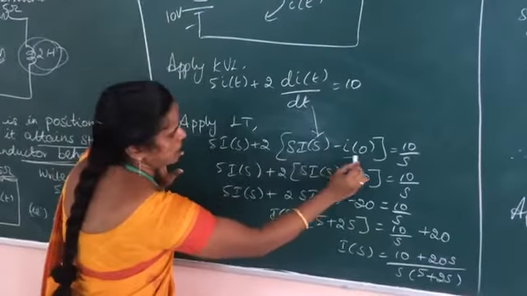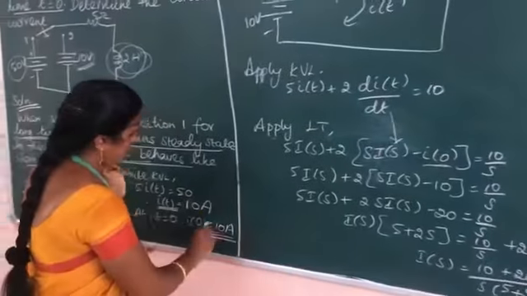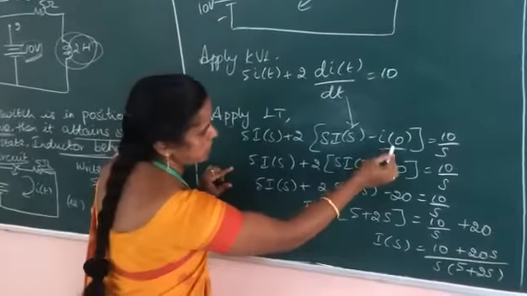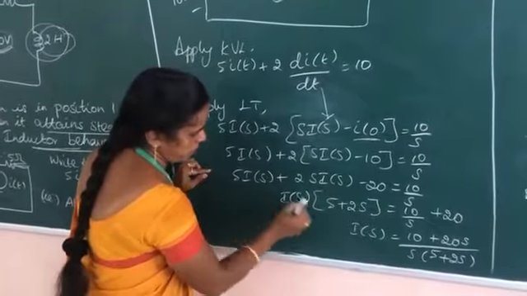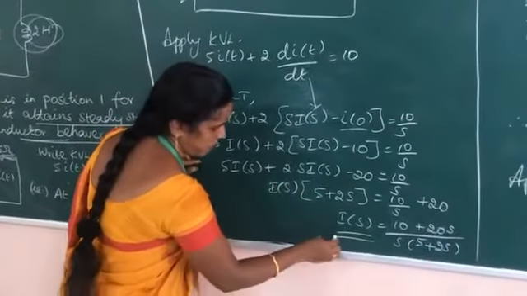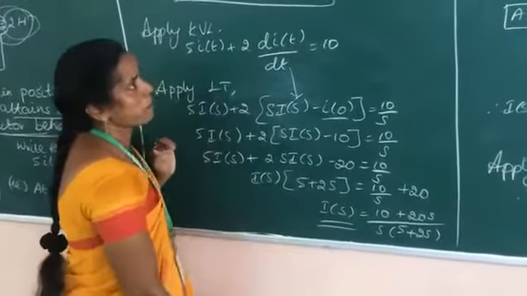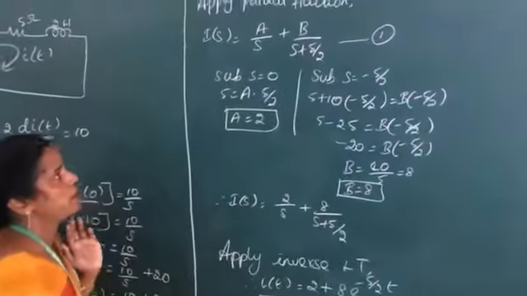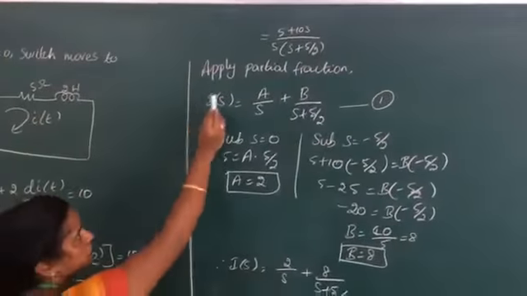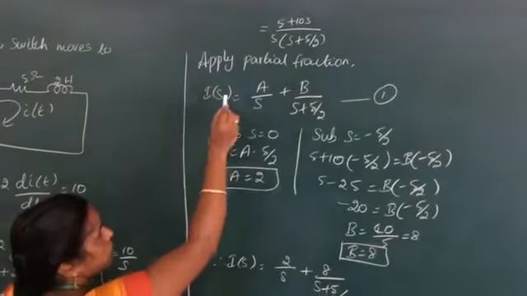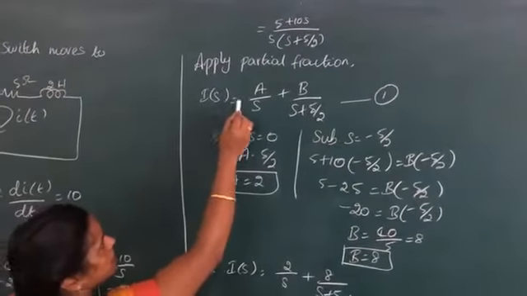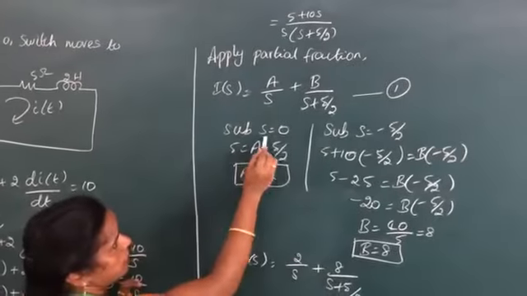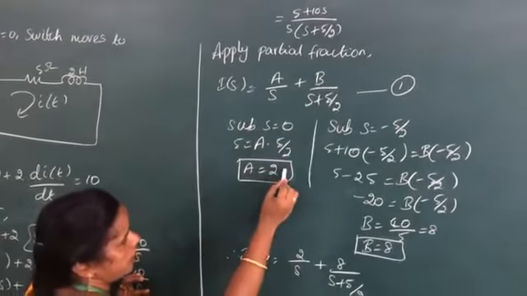We have to substitute the initial current from the previous case. So what we have got, I of 0 is equal to 10 ampere. So we have to substitute I of 0 is equal to 10 and simplify this to find I of s. So I of s we are getting as 5 plus 10s divided by s into s plus 5 by 2. So the third step is we have to apply partial fraction. The found value for I of s you can write as A by s plus B by s plus 5 by 2. If you substitute s is equal to 0, we are getting the value for A as 2.